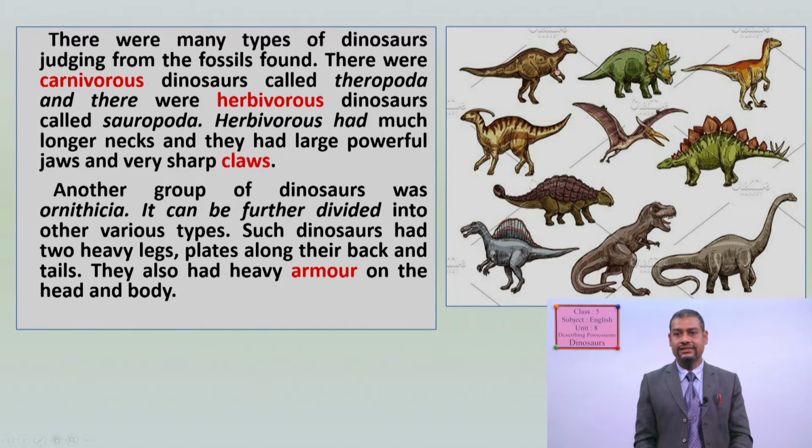Okay, so from there they found that there were different species of dinosaurs. Look at this dinosaur is different from this one, this is different from this, and they all are different from each other. Okay, so the scientists found from the fossils.